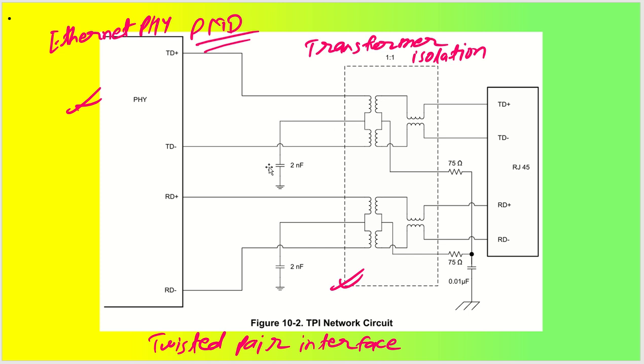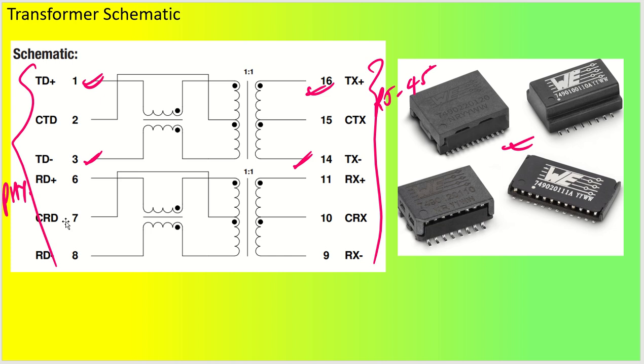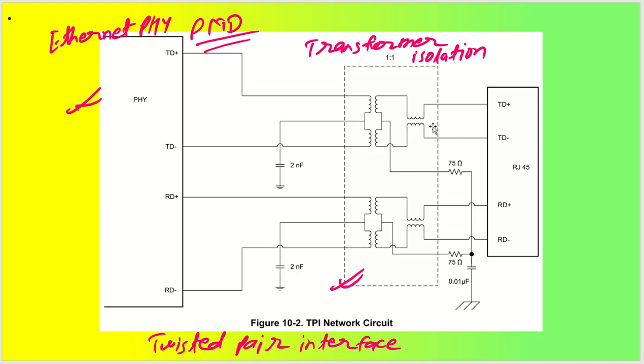There is something called coupling, so this is a 2 nanofarad coupling capacitor here, and here also 2 nanofarad coupling capacitors. These are the CTD line and CRD lines. Similarly, we need some matching resistors, so match termination is required, a 75 ohm match termination for the output side, and this is also 75 ohm on the output side. Then this goes to earth with 0.01 microfarad, and as a minimum you keep 1000 volt ratings. This is how the complete connection is done.